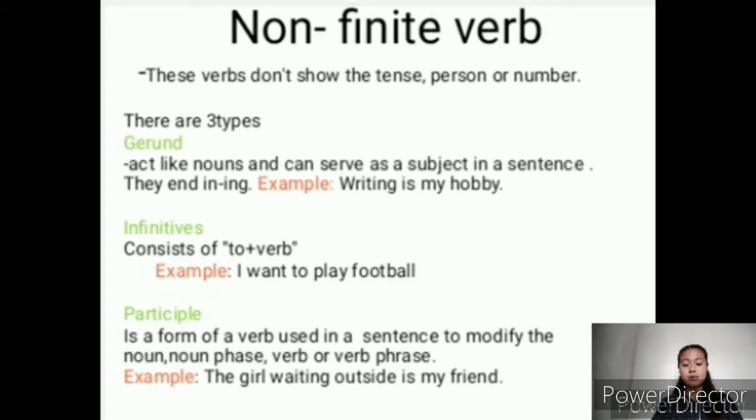Second, infinitives consist of "to" plus verb. Example: I want to play football. Third, participle is a form of verb used in a sentence to modify the noun phrase, verb, or verb phrase. For example: The girl waiting outside is my friend.